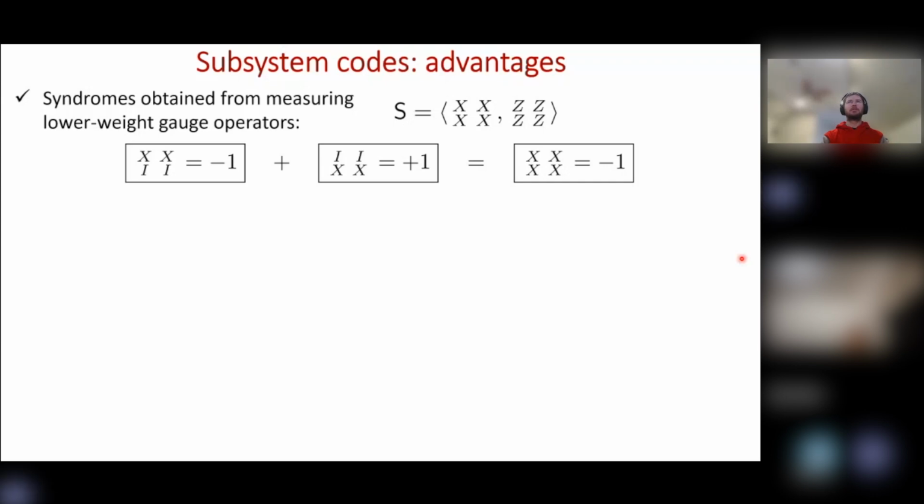This is especially true if the stabilizers are large weight. There are interesting types of subsystem codes where the gauge checks are order 1 weight as n, the number of qubits, increases, so they stay constant, and the stabilizer checks grow. The stabilizer group elements that you would need to check grow. So there you pretty much have to use the gauge operators to really measure things.